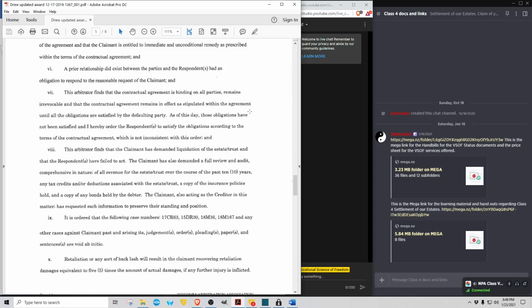This arbitrator finds that the contractual agreement is binding on all parties, remains irrevocable, and that the contractual agreement remains in effect as stipulated within the agreement until all the obligations are satisfied by the defaulting party.